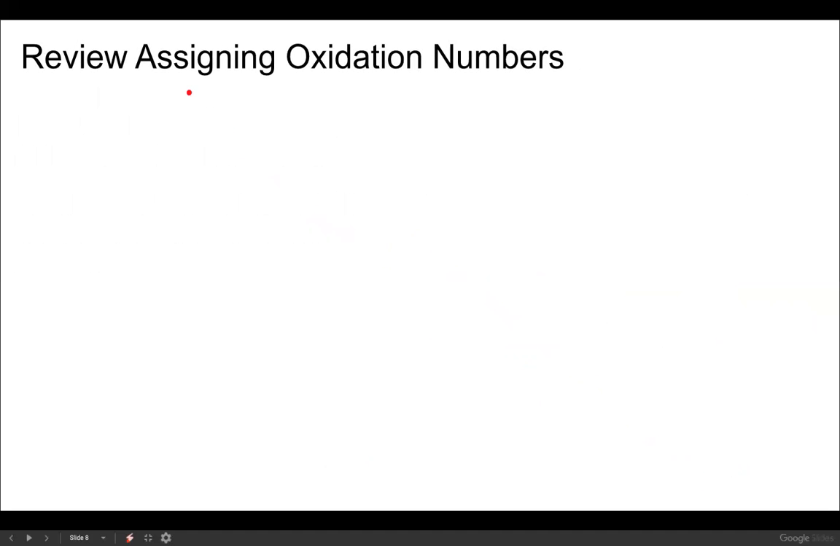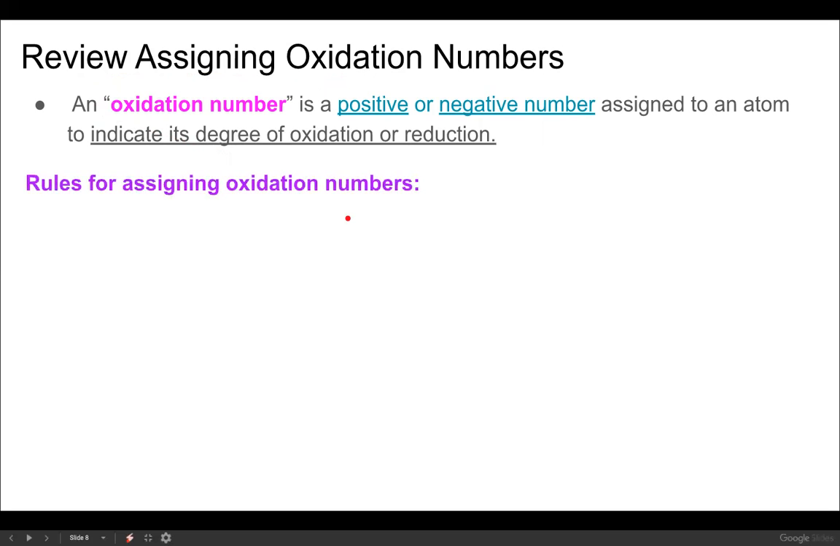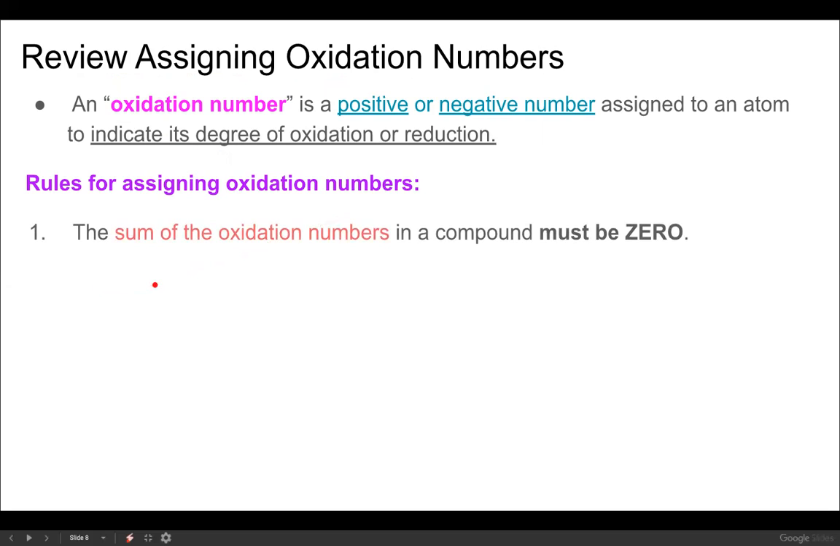So if we're reviewing assigning oxidation numbers to different elements, we're going to have to remember a couple things. An oxidation number is a positive or a negative number assigned to an atom to indicate its degree of oxidation or reduction. The rules for assigning these different numbers are as follows. There are 3 different rules. The sum of the oxidation numbers in a compound must be 0.